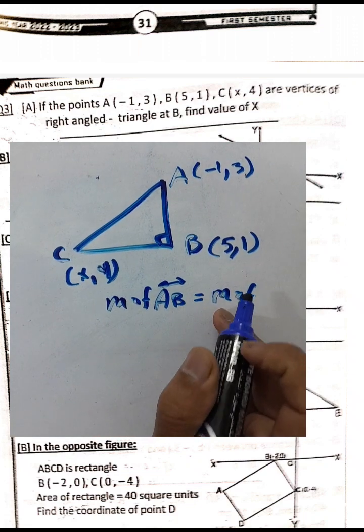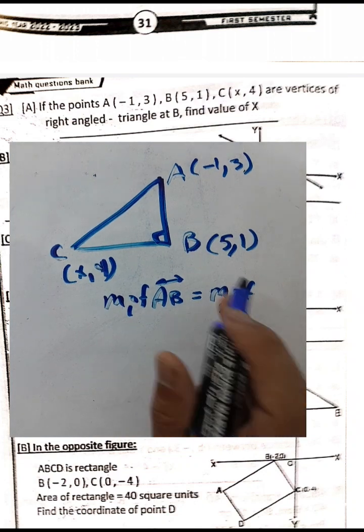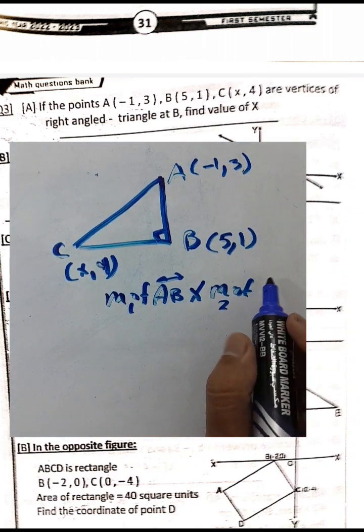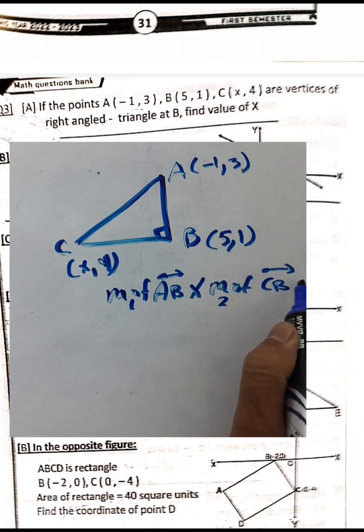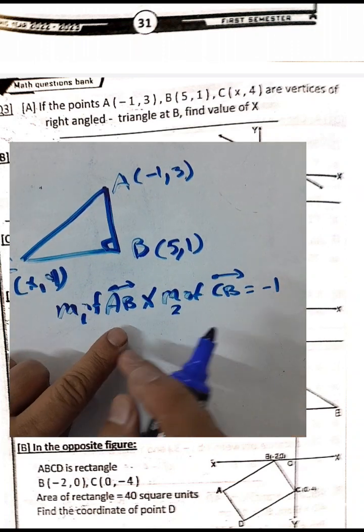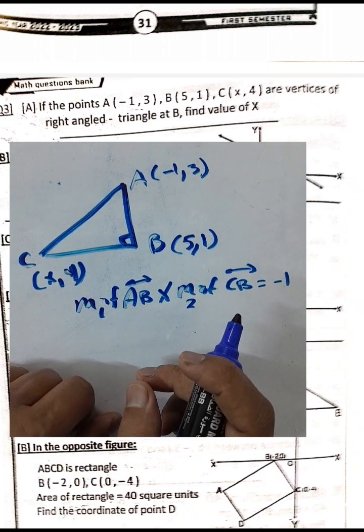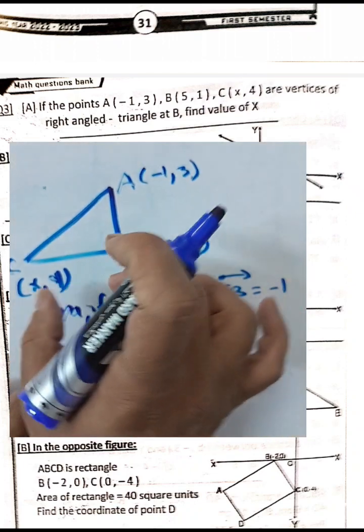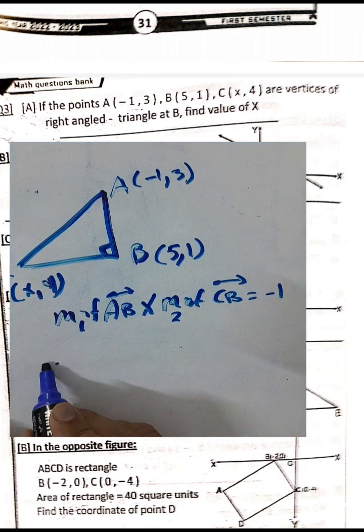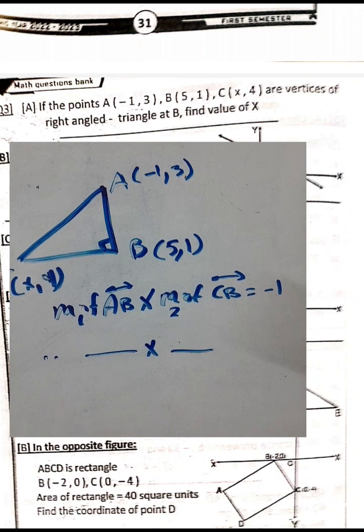Here, reverse to the slope of what? CB is M1 and here M2. The product of them, it will be -1. If two straight lines are parallel, then slope 1 equals slope 2. But in this example, he tells us right angle triangle at B, then slope of AB times slope of BC equals -1. Then you can find the slope of AB by writing the rule y2 minus y1 over x2 minus x1.